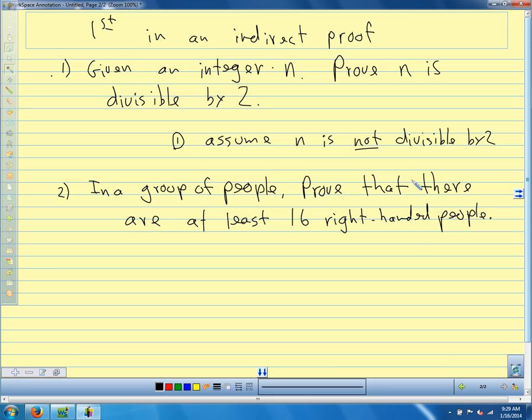What is a mathematical way of saying at least? Equal to or greater. It has to be greater than or equal to. So at least means 16 or more is another way we could say it. So greater than or equal to. So let me write it in words. I'm going to say 16 or more. So we want to prove that there are 16 or more right-handed people in this group. So our first step in an indirect proof would be what?